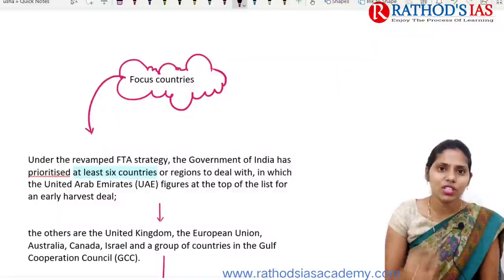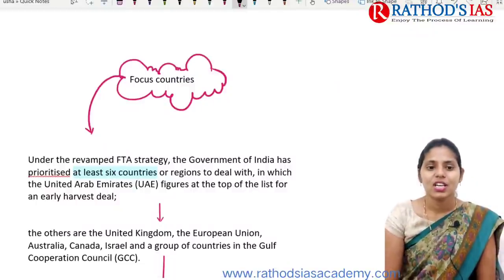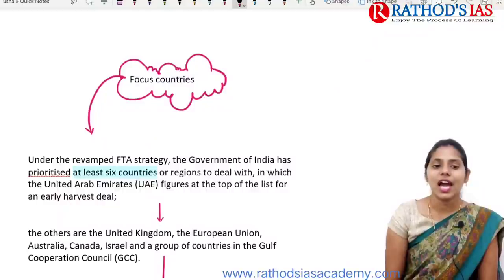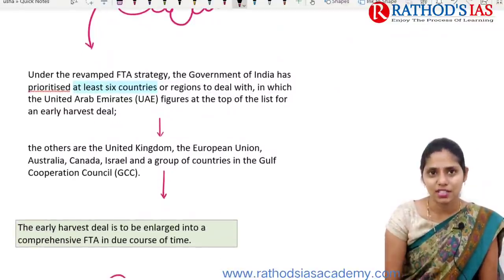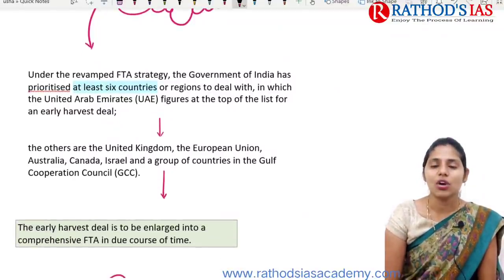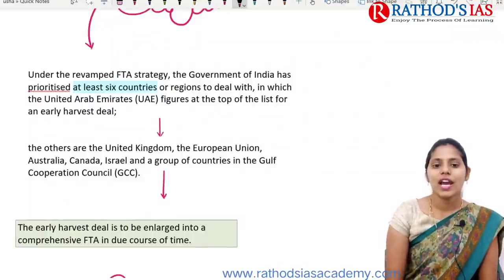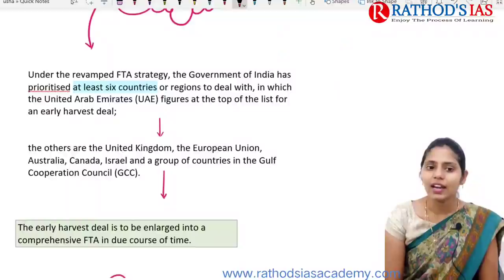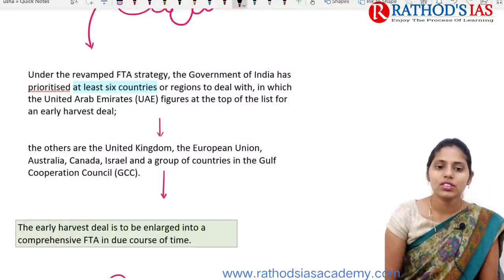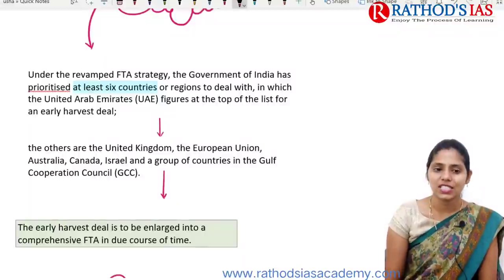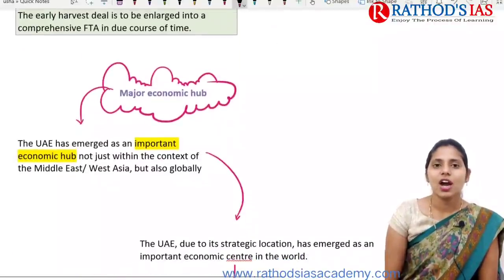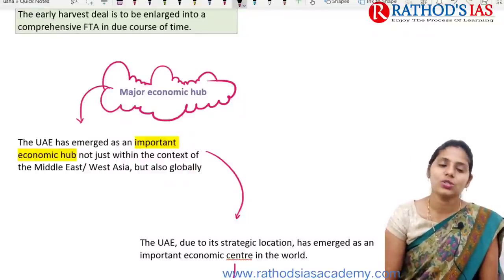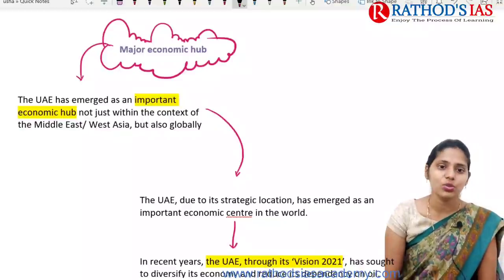We're talking about the areas in which we are mainly going to focus. Under this revamped free trade strategy, the Government of India has prioritized at least six countries. Out of that, the first one is the UAE, and other countries include the UK, European Union, Australia, Canada, and Israel. Now we are going to have this early harvest agreement, and soon we are going to have a free trade agreement with the UAE.